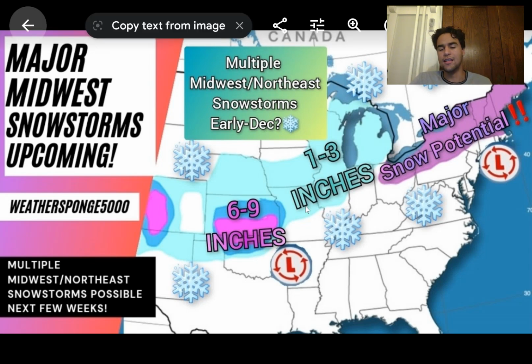So for today's forecast, when it comes to snowfall accumulation, you should expect 6 to 9 inches of snowfall right over Kansas and the extreme northern portions of Oklahoma as the storm system continues to head further eastward. 1 to 3 inches over Chicago, Milwaukee, and surrounding areas, including Iowa, a large portion of Michigan, and northern Missouri. So definitely keep that in mind for your Thanksgiving commute.